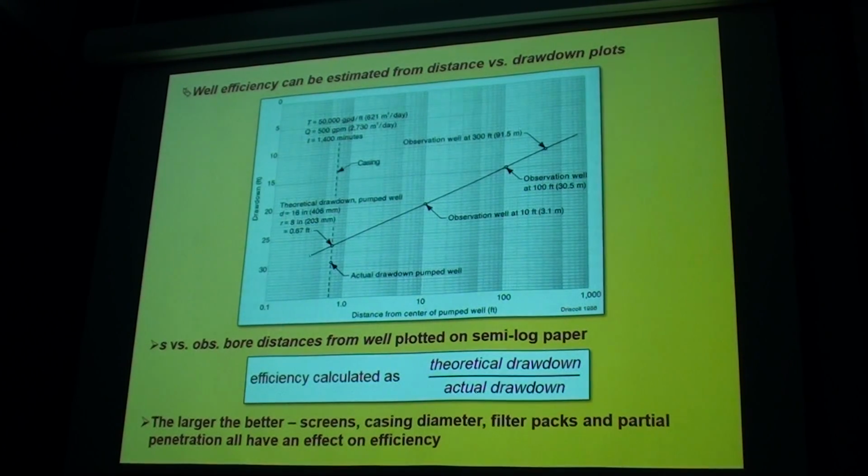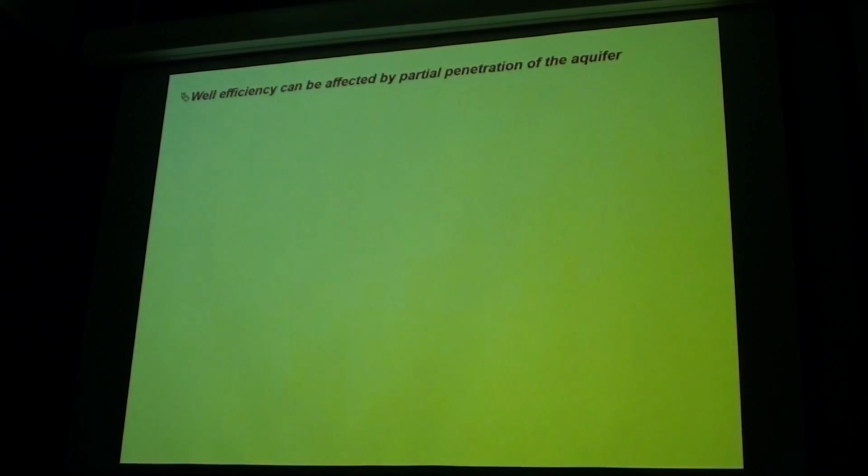But there's a whole lot of things that have an effect on whether it will be efficient as well. Whether you've chosen your screens properly, remember screen length, whether you've got a certain amount of open area to keep their velocities in between the 0.03 metres per second, etc. Casing diameter, velocity through casing, whether you can use filter packs, okay. And the penetration in the aquifer is also important as well. Partial penetration leads to reduced well efficiency. Okay?